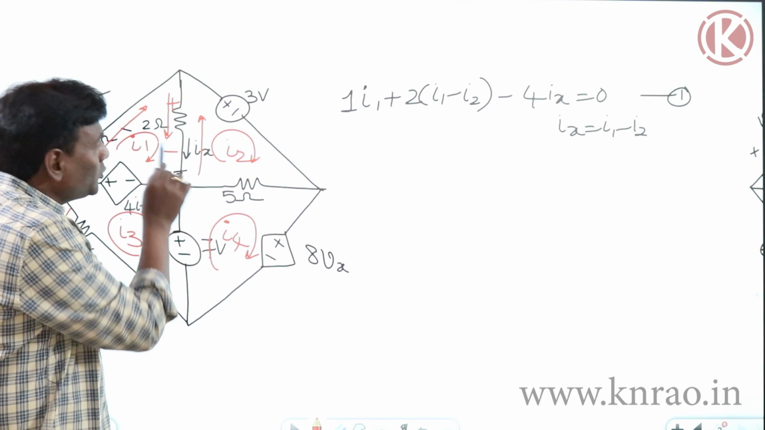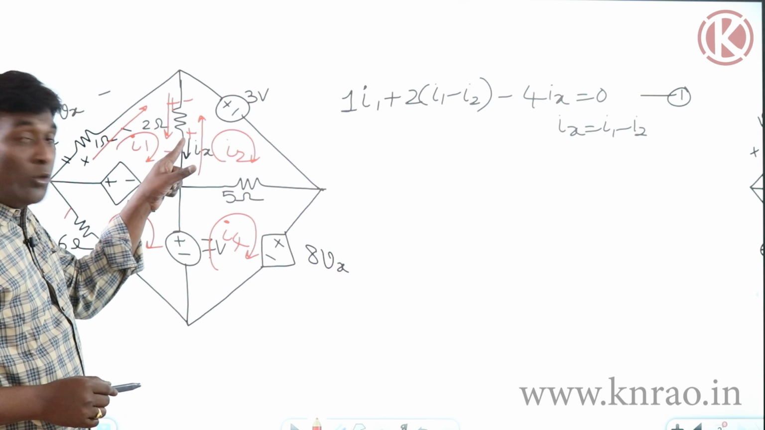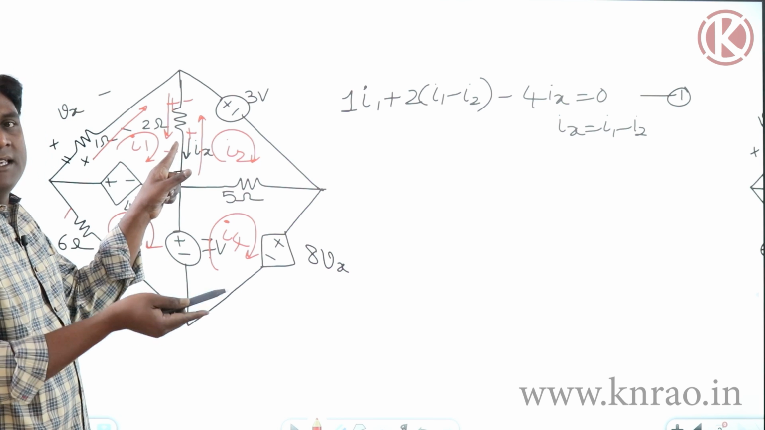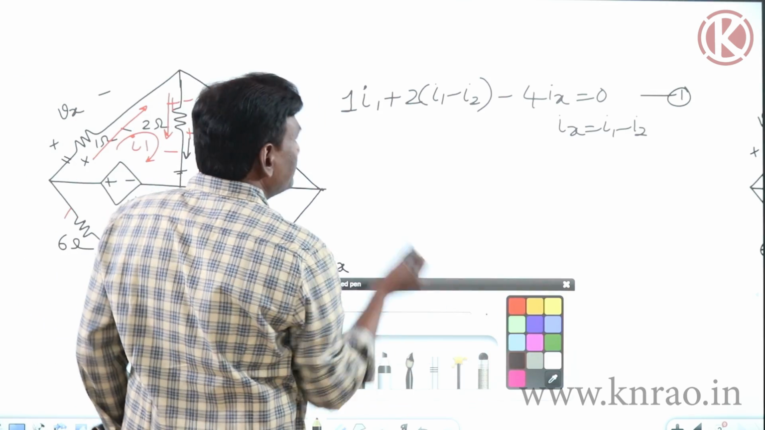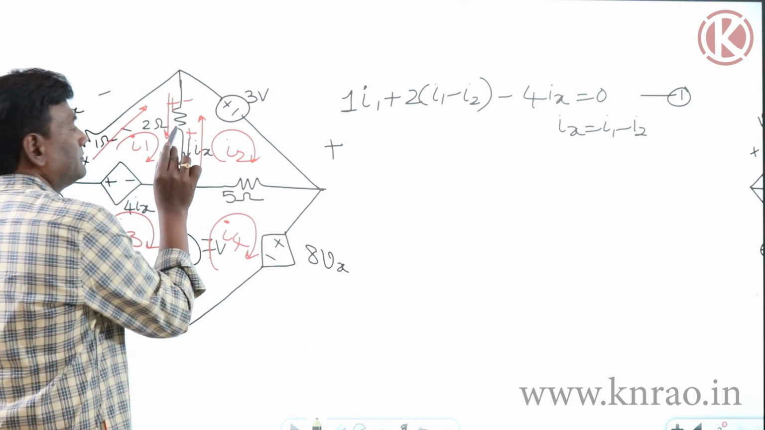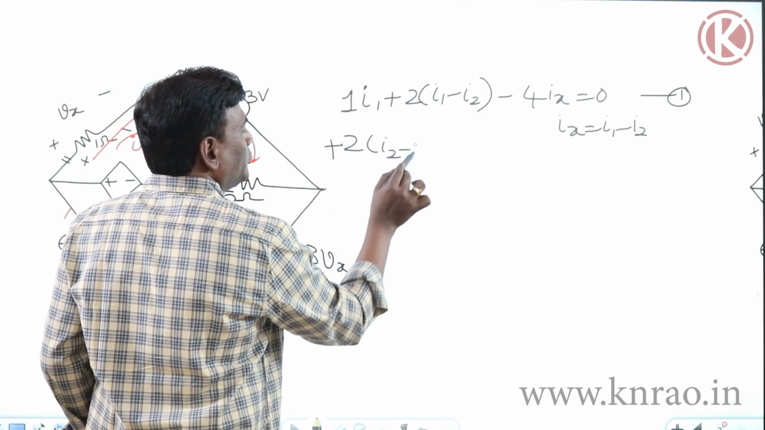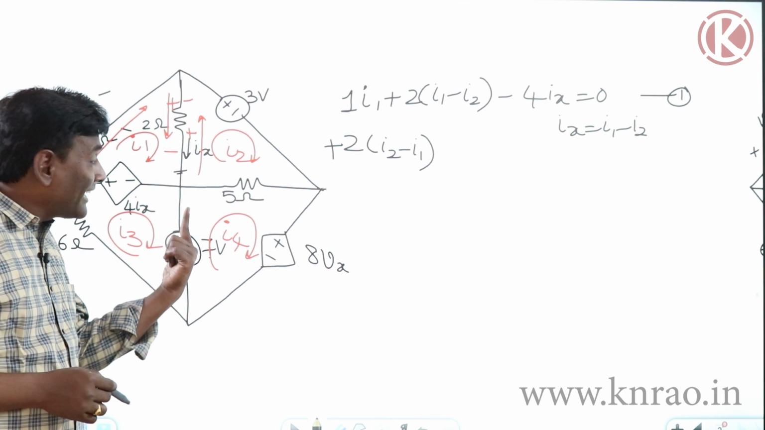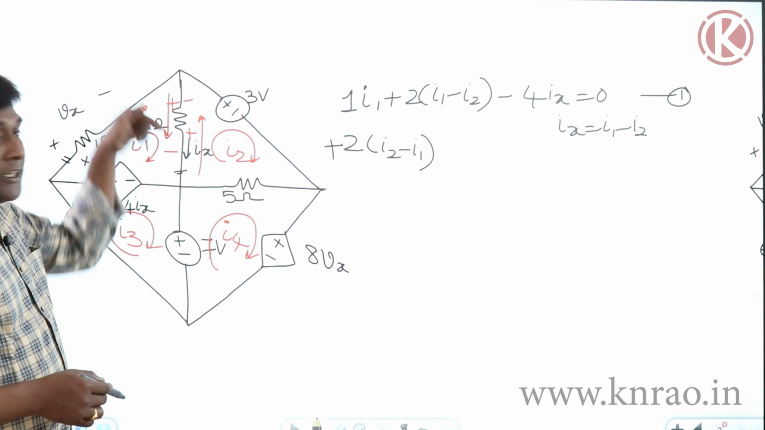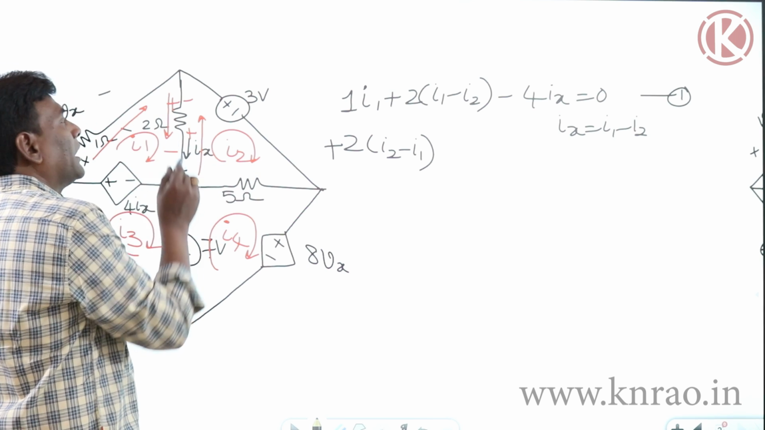Because if I consider I2 minus I1, I can start plus minus here. I'm going to touch plus first. So in applying KVL, I can write plus 2 into I2 minus I1. Because I2 minus I1 is the current going upward, and I1 minus I2 is the current coming downward. Anyway, I2 minus I1, I came to here.